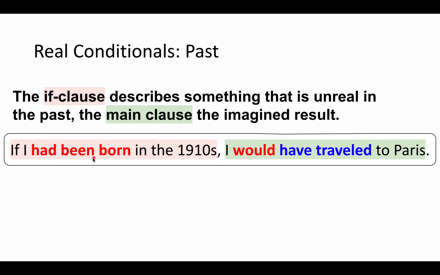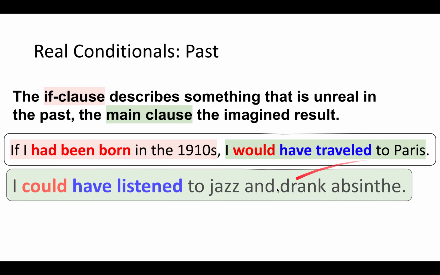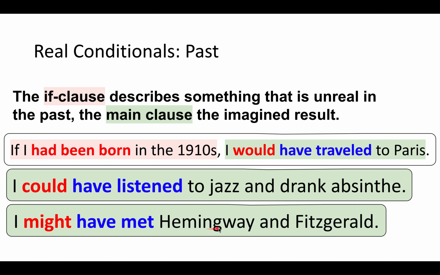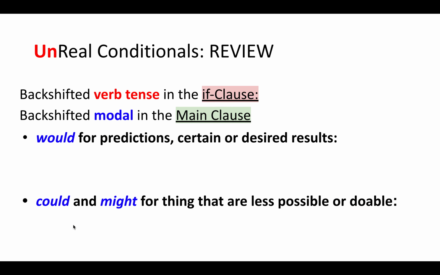For example, if I had been born in the 1910s, I would have traveled to Paris in the 1920s. I could have listened to jazz and drank absinthe, and I might have met Hemingway and Fitzgerald in France. Okay, again, we use would for possible, could for doable, and might for less certain. Moving forward, quick review. Remember to backshift the verb tense in the if clause. Remember to backshift the modal in the main clause. Remember that we use would for predictions, certain or desired results. We use could and might for things that are less possible or doable.